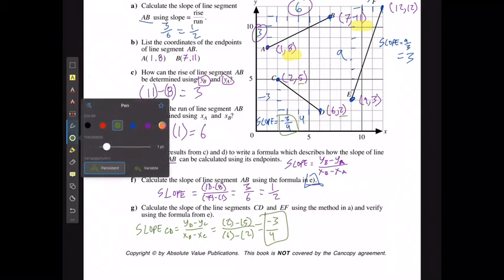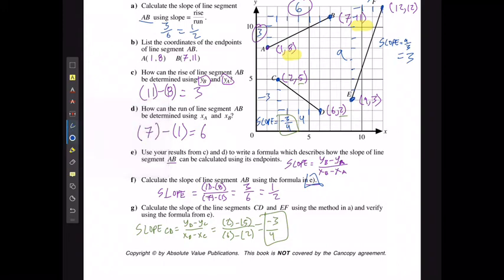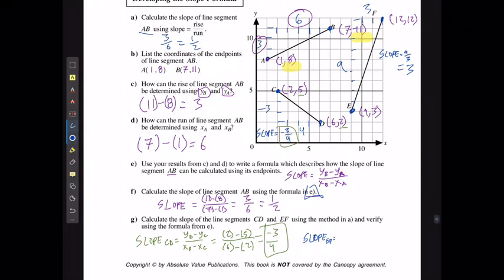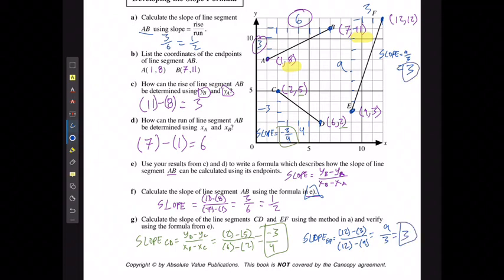If I'm going to do the same thing for the slope of EF, then I'm going to take the y value at F, which is 12, minus the y value at E, which is 3, over the x value at F, which is 12, and the x value at E, which is 9. 12 minus 3 is 9. 12 minus 9 is 3. And I have a slope of 3, which also matches what I found.